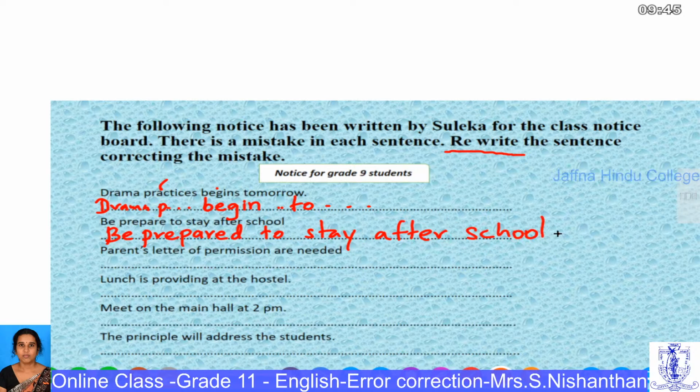And then parents' letter of permission are needed. You can find it out easily. Letter of permission, singular, parents, from a parent. A student should get permission from a parent. So parents' letter of permission, singular, so is needed.